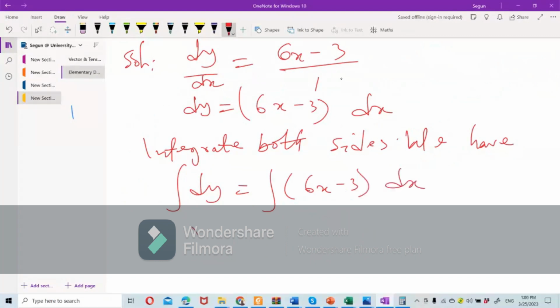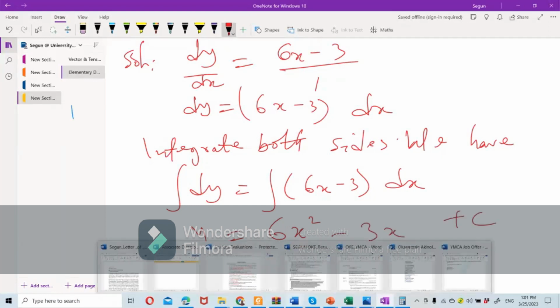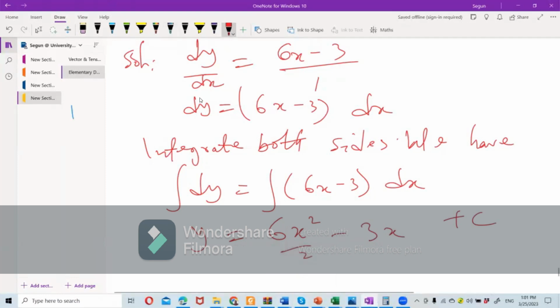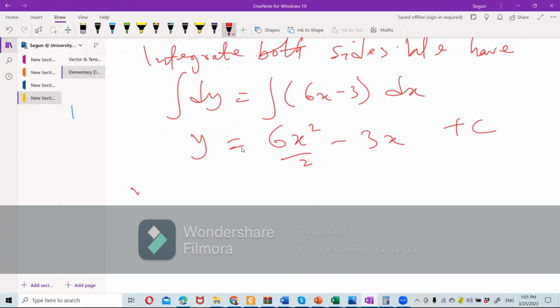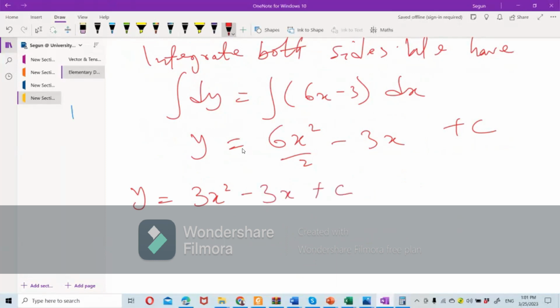So see the dy, this one will give you y. When you integrate dy, it will give you y equals, let's integrate this one, 6x squared over 2 minus 3x, everything plus c. So you have your y equals 3x squared minus 3x plus c. That is our general solution.